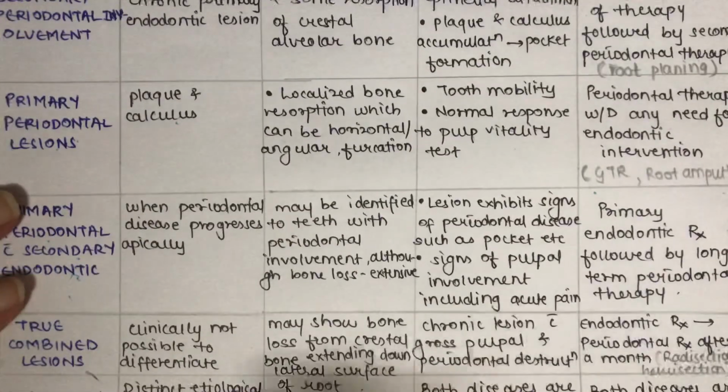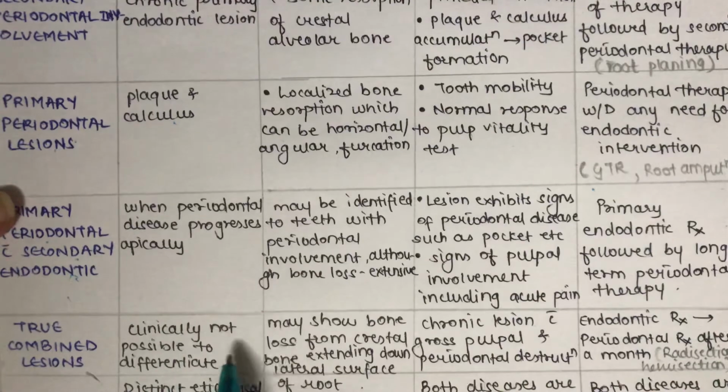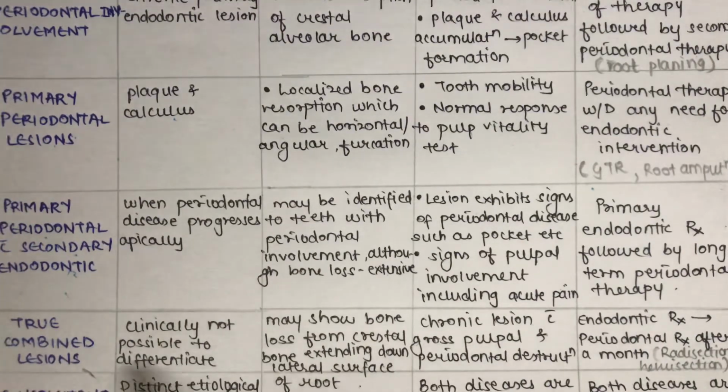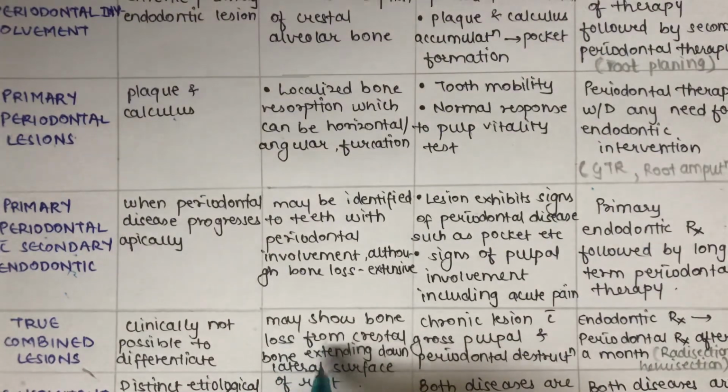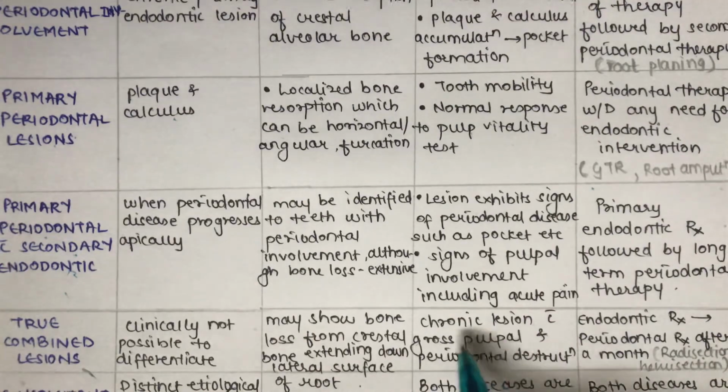Then what are the true combined lesions? Clinically, it is not possible to differentiate them, which means you cannot differentiate which started first. Whether the endo lesion caused the periodontal lesion, or the periodontal lesion caused the endodontic lesion, you cannot differentiate. So that means it is a true lesion. The radiographic feature is that it may show bone loss from the crestal bone extending down the lateral surface. The clinical feature is a chronic lesion with gross pulpal and periodontal destruction, as it is a true combined lesion. So both things are present.